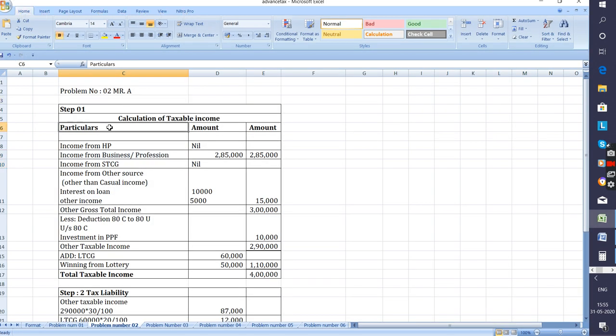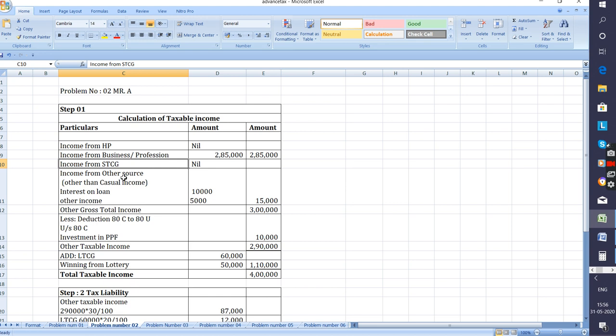First step: this is the problem where you are going to see every step. Step number 1, first calculate the taxable income, particulars and amount. First take it format-wise: income from house property, nil. Income from business or profession, amount 2,85,000 as given in the problem. Next, income from short term capital gain, they have not given. If short term capital gain is given, it comes in the calculation of other taxable income.